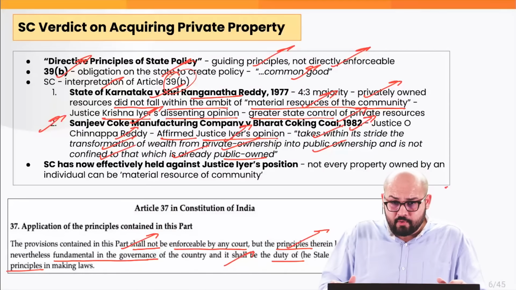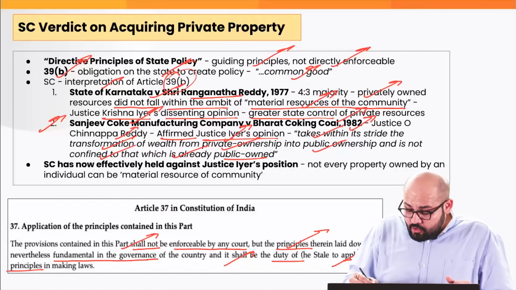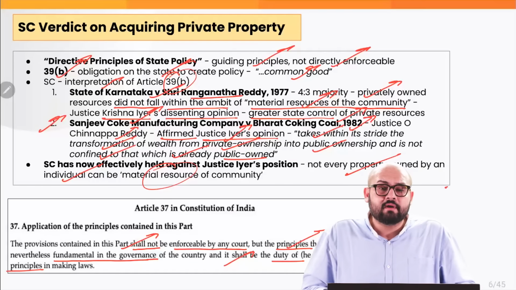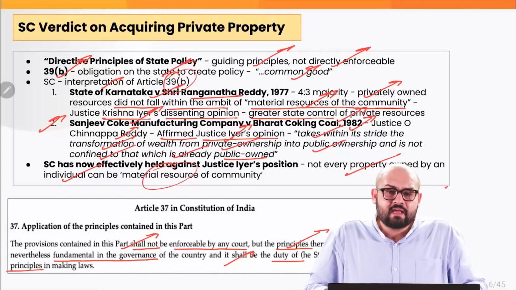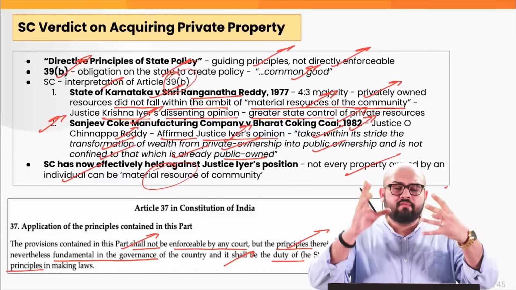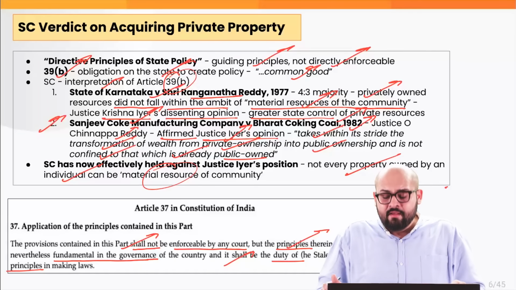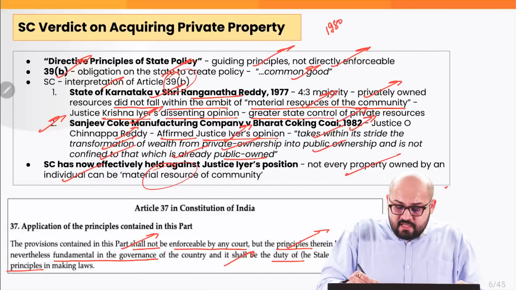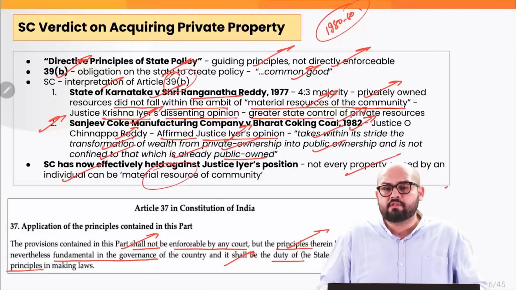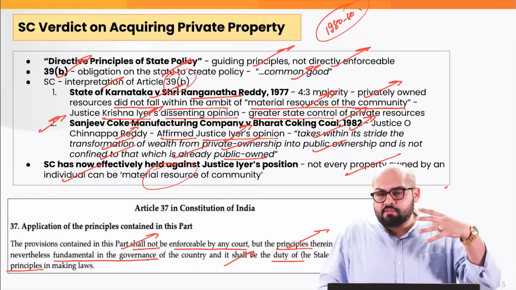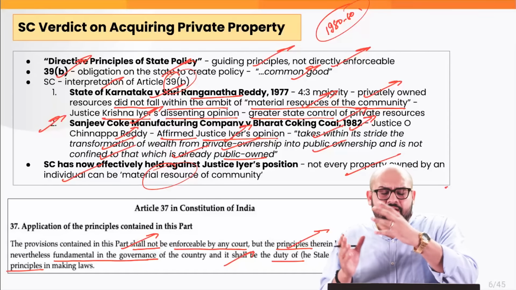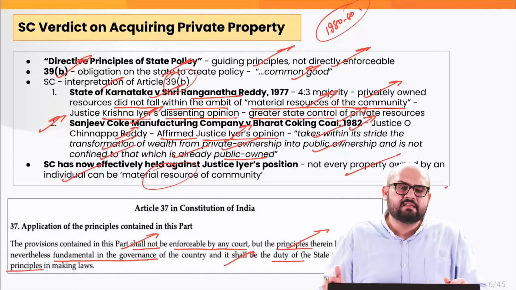So first we'll see what the Supreme Court has said. The Supreme Court has said that not every property owned by an individual can be material resources of the community. Again, what we are trying to emphasize is that since independence, we have had different forms of economic systems. Please understand that in the 1950s and 60s, we followed a mixed economy system where import substitution was focused upon, and the focus was on heavy industries. Then we saw some socialistic trends in the 1960s and the 1990s.